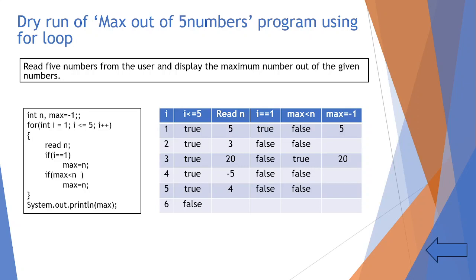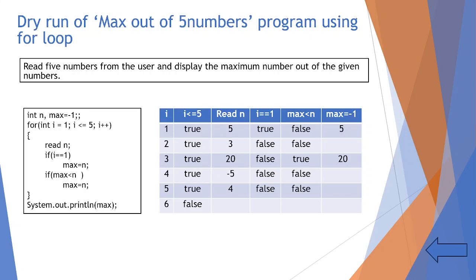Now let's suppose this loop works 5 times, 1 to 5, true, true, true, the 6th time false, we know that. Now reading n, let's assume the user has given 5, 3, 20, -5, 4 in each iteration. In the first iteration, 5 came. Now here I is 1, maximum is n. Initially we said my max is -1 because the computer expects that some number should be stored in the variable. That's why we have given -1.